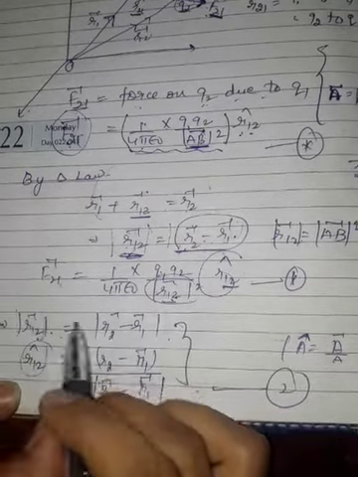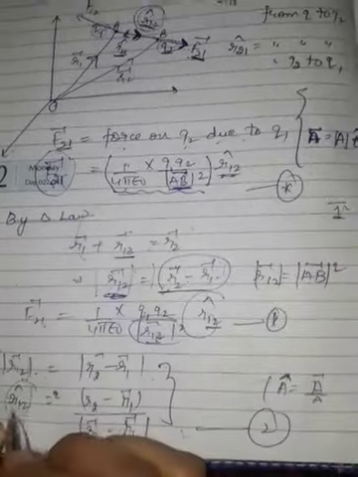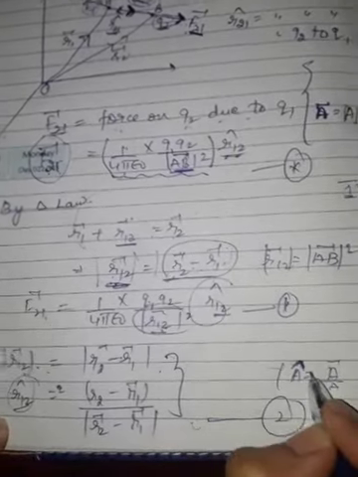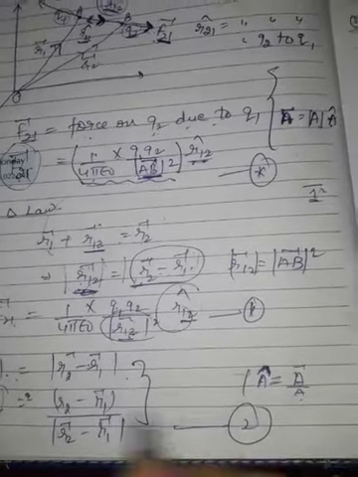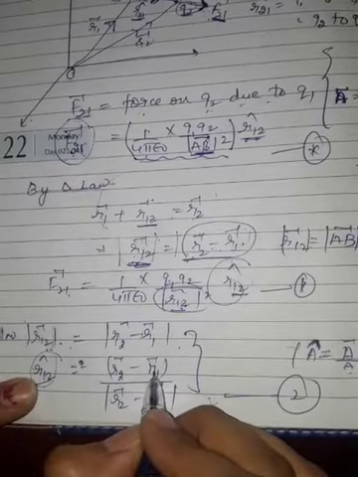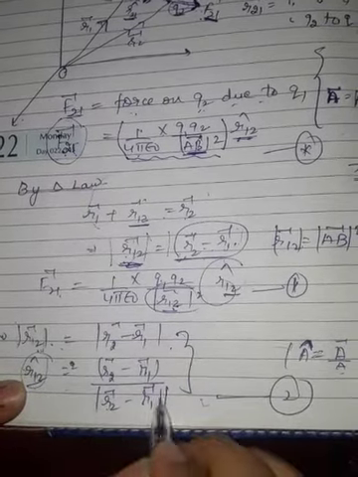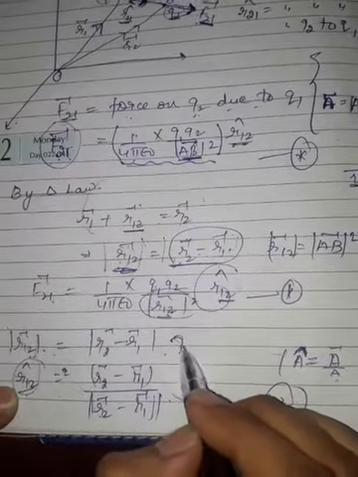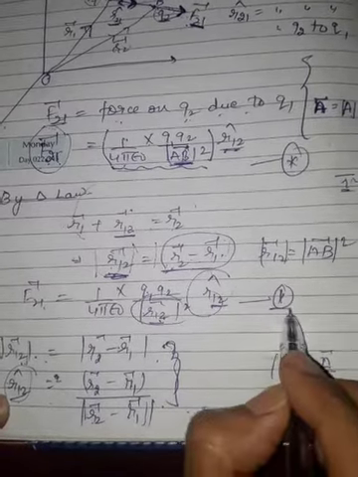Now you are going to find the r12 cap. R12 cap. You know that a unit vector is equal to a vector divided by its magnitude. What is r12 cap? R12 cap is r2 vector minus r1 vector divided by its magnitude. Okay, now make it as equation number 2 and this as equation number 1.